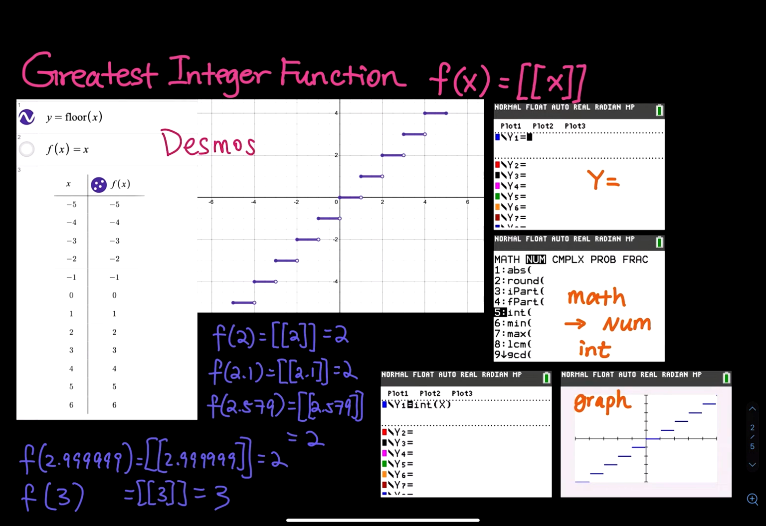Okay, so let's take a look at the graph. It looks like a staircase, right? Steps. So step function. It looks like a step. Let's pick a piece to take a look at. Let's pick this piece.